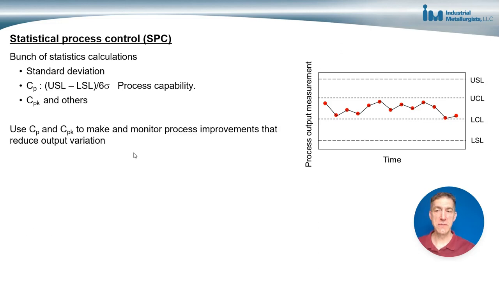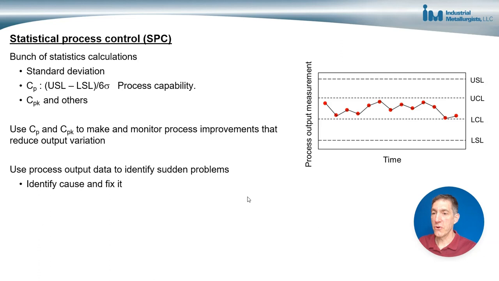So we use the CP and CPK to make and monitor process improvements that help reduce output variation. We use the data that we collect to calculate these values and to try to figure out where there might be causes of variation in the manufacturing process, and try to eliminate those causes of variation. Sometimes we've eliminated all the major causes of variation, and the only thing that's left is just random variation.